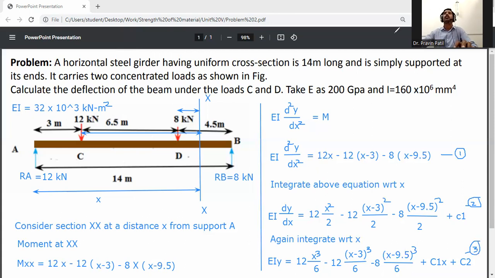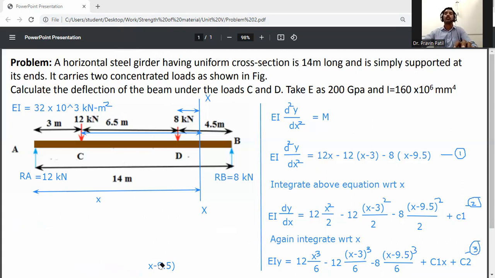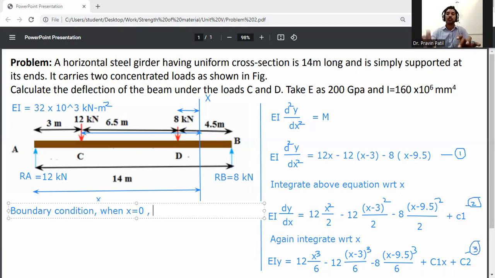Here we need to apply boundary condition. Boundary condition: when x is equal to 0, y is equal to 0, put in equation number 3.